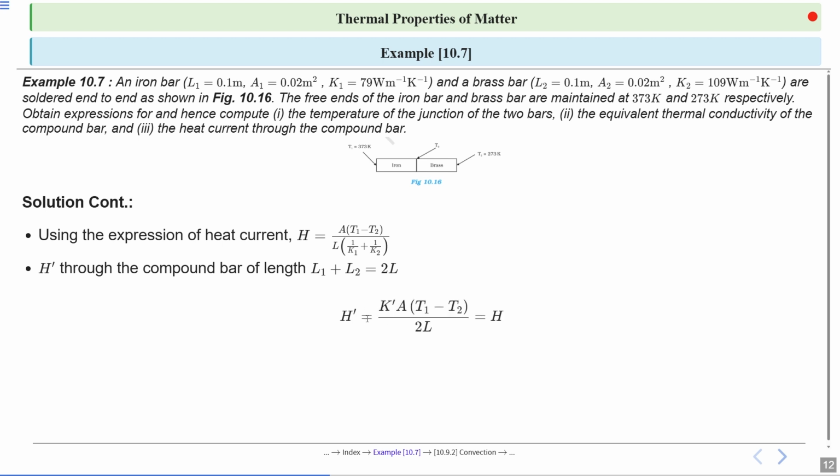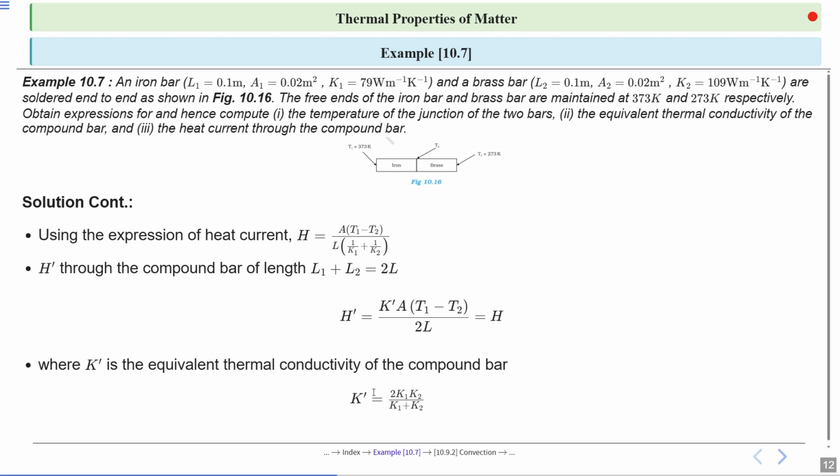So H prime equal to K prime A into (T1 minus T2) divided by 2L is equal to H, where K prime is the equivalent thermal conductivity of the compound bar. So K prime equal to 2 K1 K2 divided by (K1 plus K2). All right, this is the thermal conductivity of the compound bar.